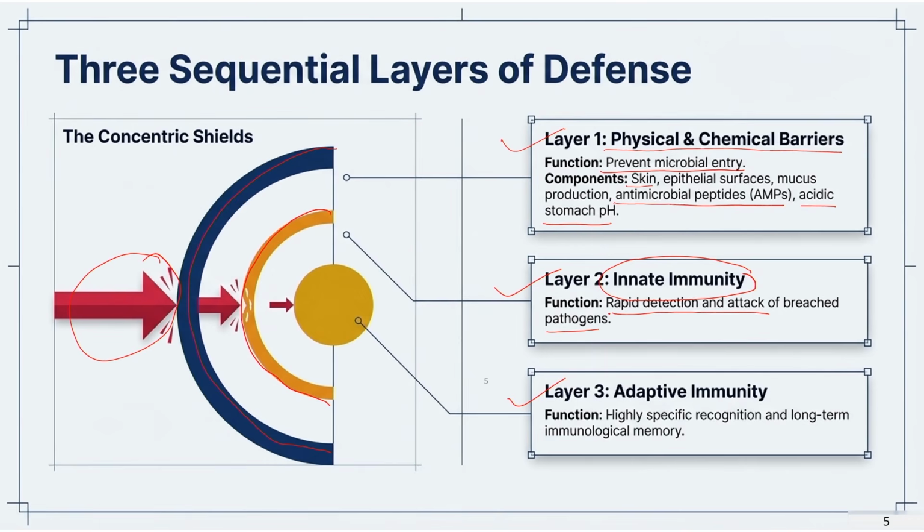And sometimes, even though we have a first layer of barrier and a second layer of innate immunity, we still have a problem, because the pathogens are smart enough to evade these two layers. Once they evade these two layers, they go to the third layer, which is actually the last stage of the immune system. The final stage is called adaptive immunity, and this adaptive immunity is very specific. It recognizes the pathogen in a very synchronized fashion.